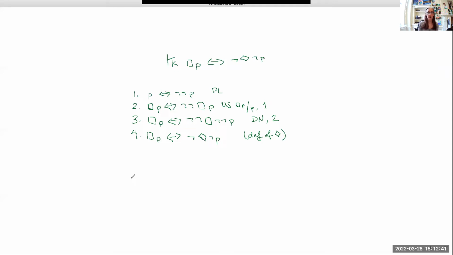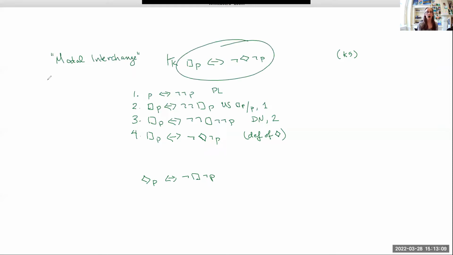Then we have the other version of the modal interchange, which can be derived as a corollary: possibly P is equivalent to not box not P. And this comes just from the way that we have defined the relationship between possibility and necessity. So this theorem, because it's our 5th one, we call it K5, but more often we are going to refer to it as modal interchange. Because it's an equivalence, along with the substitution of equivalences rules, it means that whenever we have a box, we can always replace it with not possibly not. And anytime that we have a diamond, we can always replace it with not necessarily not.